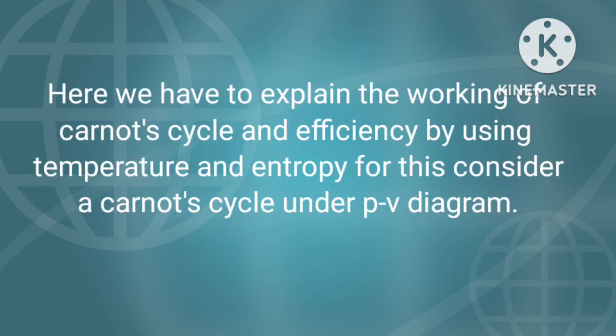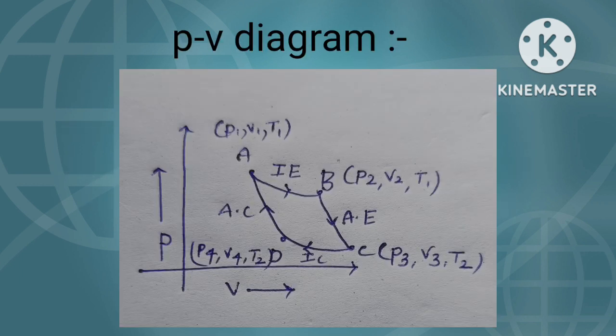Here we have to explain the working of the Carnot cycle and efficiency by using temperature and entropy. For this, consider a Carnot cycle under the PV diagram. This is the PV diagram.